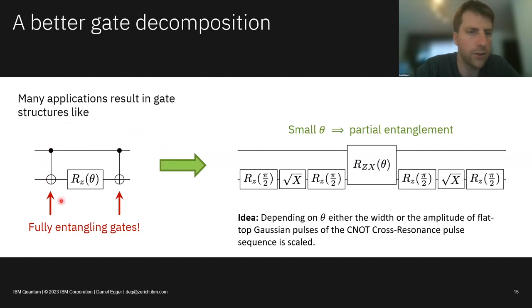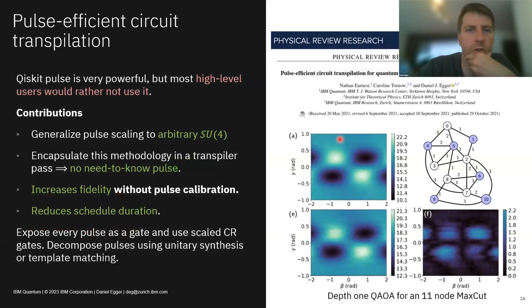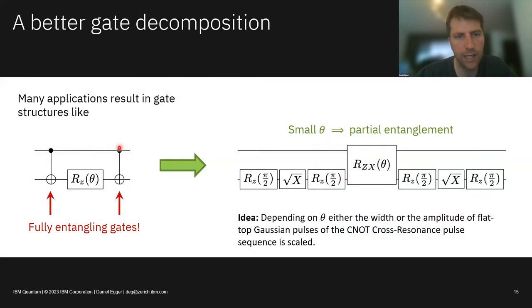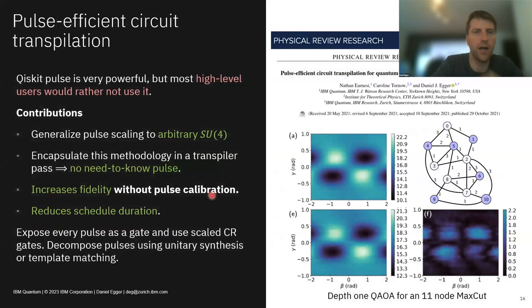And in fact, if I look at this from the perspective of the transpiler, I can then change this directly into a two-qubit gate that does only the amount of entanglement that I need here, right? So this is the RZX theta gate, and then I have a few extra single qubit gates on the side. And so what we realized is that by scaling the cross resonance gates in a certain way, we could actually implement this gate based on the calibrated CNOT gate without doing any extra calibration. And this is the idea behind the pulse efficient transpilation.